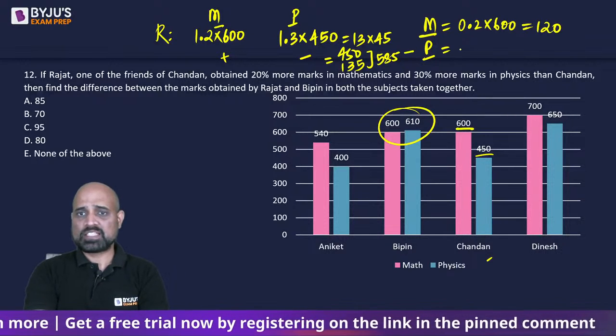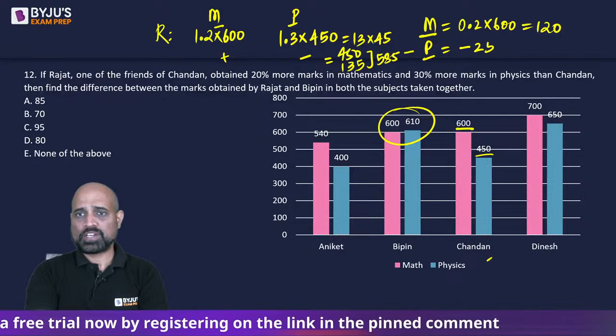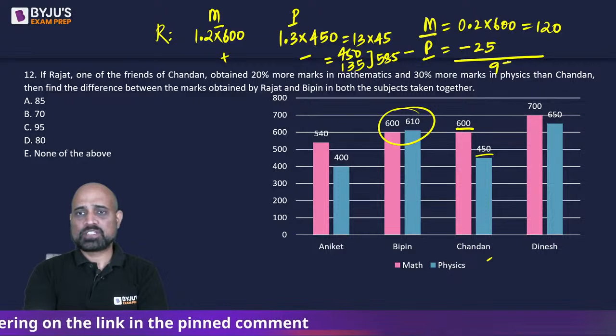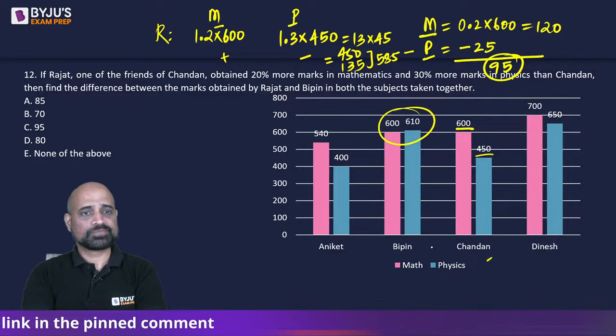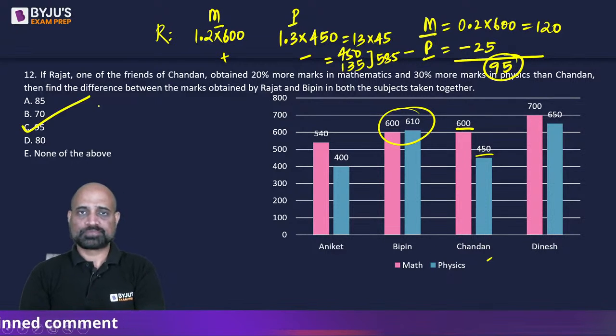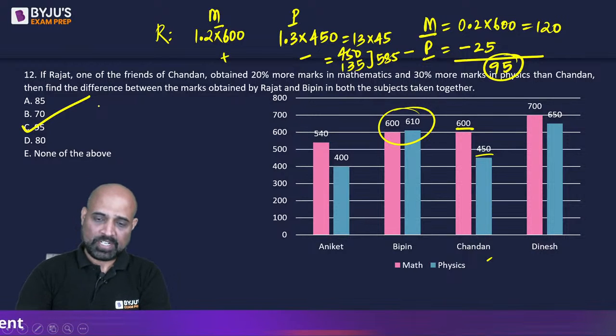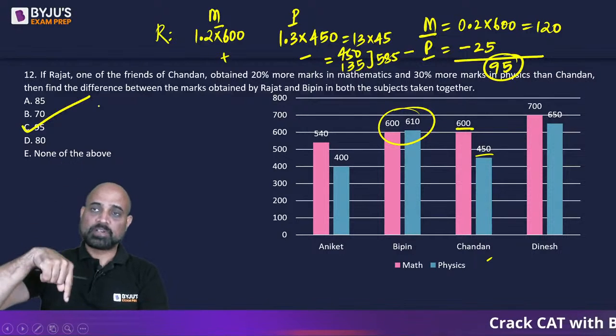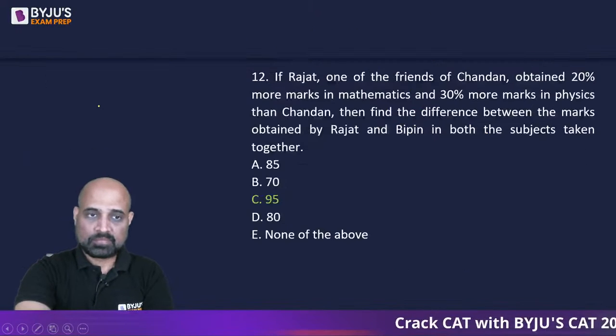So can we say this is negative of 25? So 120 and minus 25 will give us a 95 ka difference. C option. Right? क्यों माइनस कर रहा है? क्योंकि रजत का मैथ्स में ज्यादा था, फिजिक्स में कम था. 95.